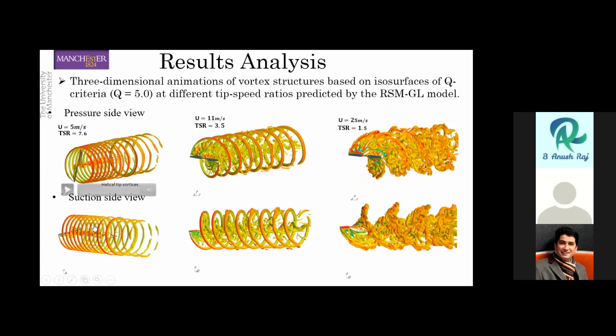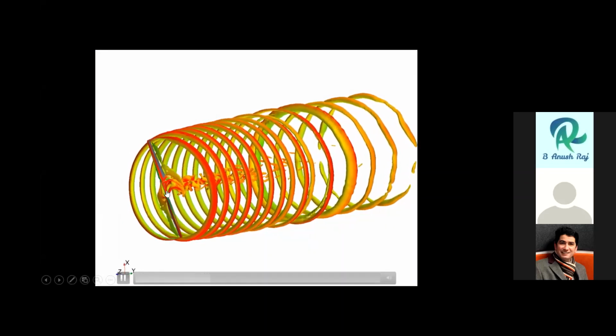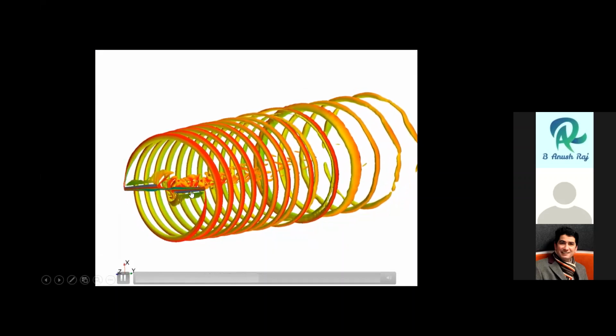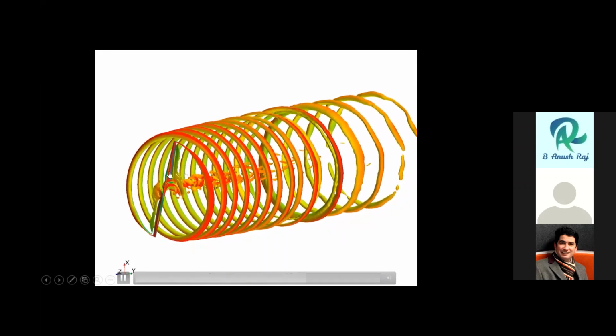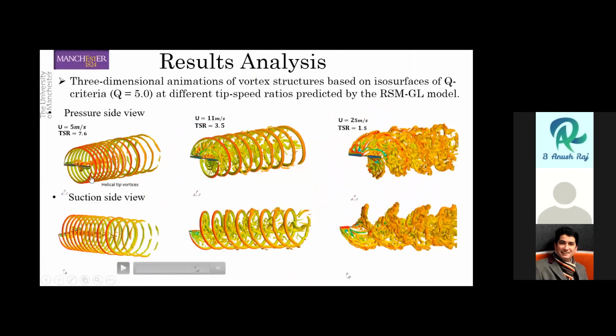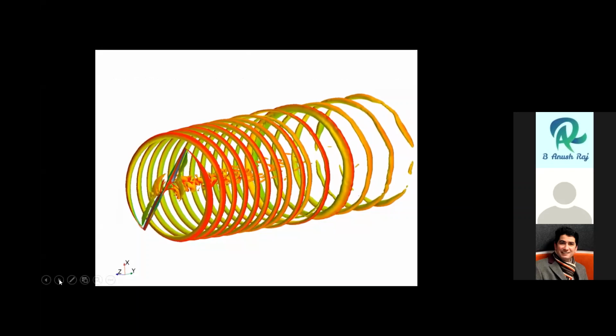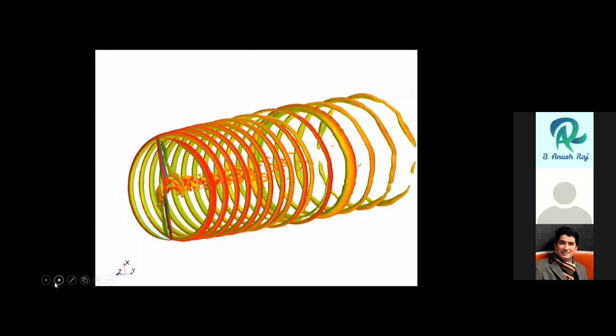At low wind speeds, we can clearly see how the flow is stable and there is no separation from the tip of the blade, except those in the innermost part at the center of the blade. You can see here clearly.